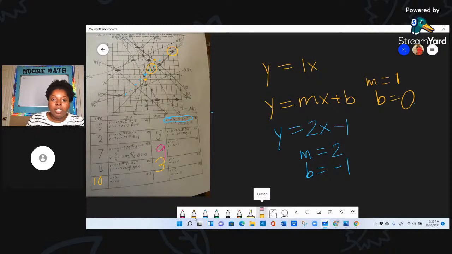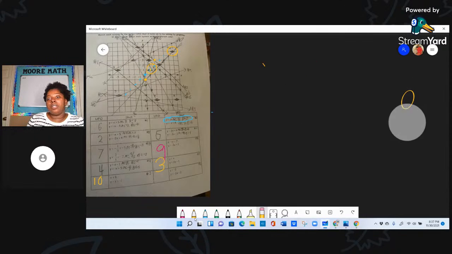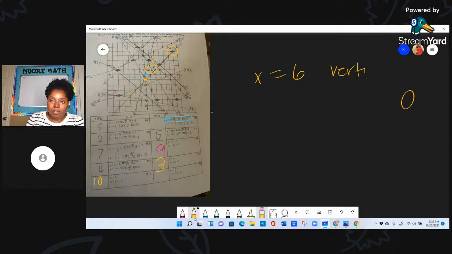Okay. So x equals, remember when we had x equals 6 for number 5, and it was a vertical line? What if it said y equals 6? So here's 6 for the y. What kind of line is that going to make? Horizontal line. And is there a slope for a horizontal line?